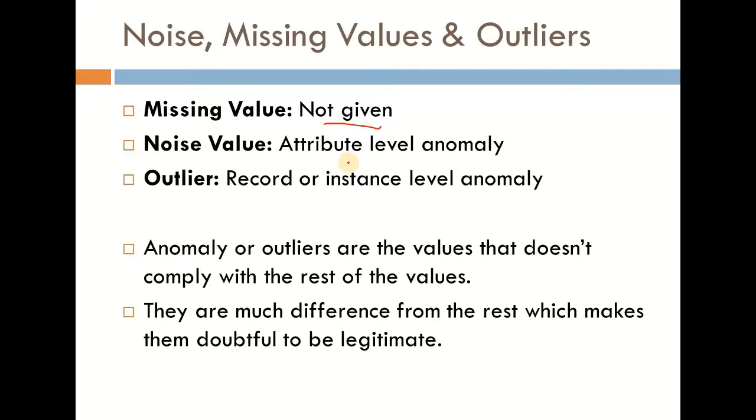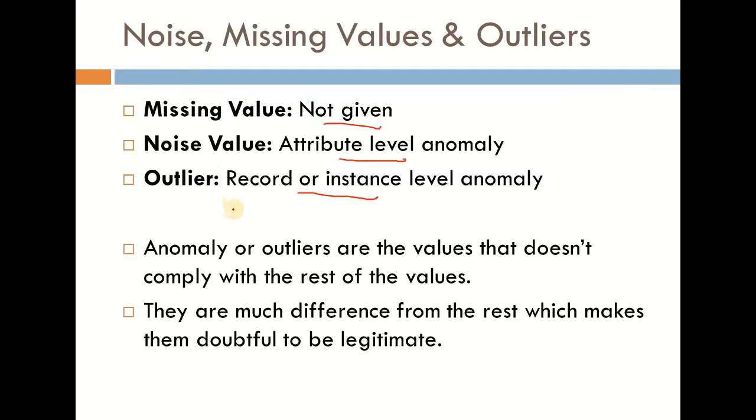In case of noise values, we have a value for an attribute for a given record or instance. However, that value is very much different from the rest of the values of that particular column or feature. Noise values can also be considered outliers because they outlie the general pattern of that feature. However, the term outlier is more frequently used for an instance or record that has got one or more noisy values.